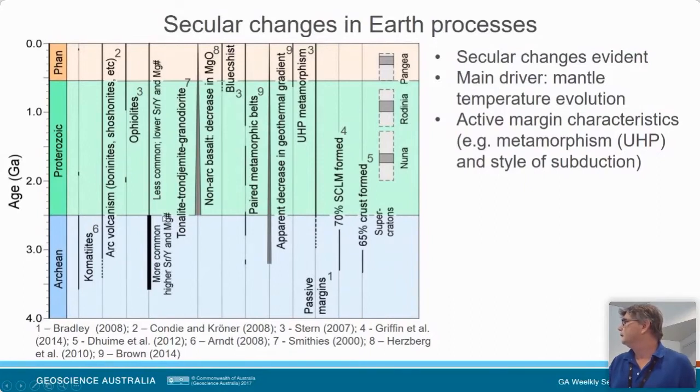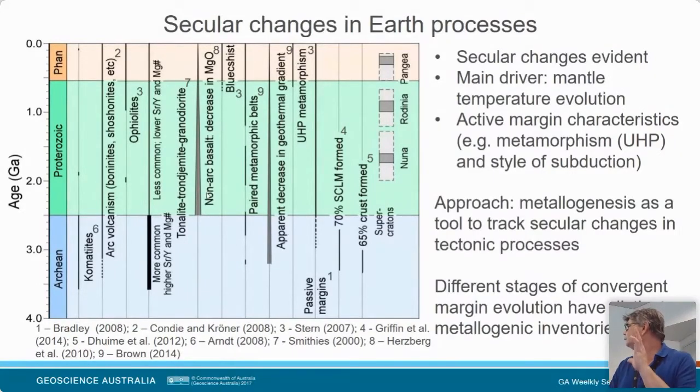You get changes in arc-like magmatism. So you have TTGs here, and then you have fewer TTGs here. So there are a few characteristics that change through geological time, and the main driver of that is thought to be the mantle temperature evolution. So how has the temperature of the mantle changed? The other thing is that we see changes in active margin characteristics, for instance metamorphism, ultra-high pressure, and the style of subduction. So there are changes through time.